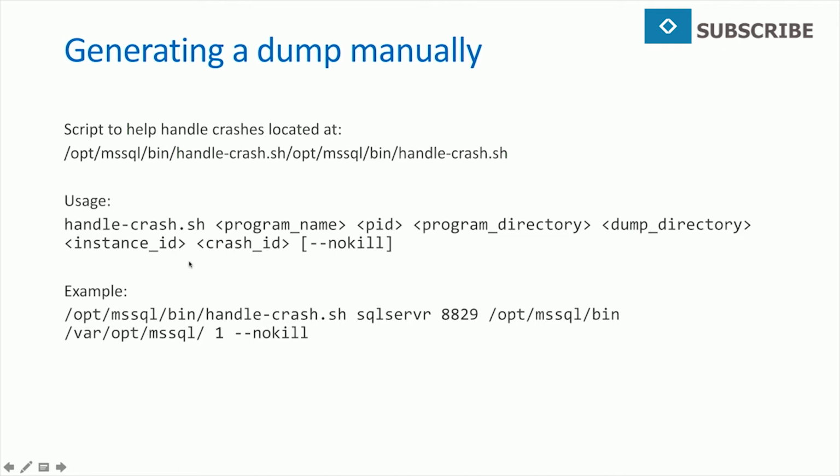So the usage of this is, there is a script called handle-crash. All right. So in here you would specify the program name, the process ID, which is the process ID of the engine and not the parent itself, because that's the dump we want to generate for. Then the program directory, the dump directory of where you want to dump it, the instance ID, the crash ID, and whether you want to kill the process shortly after or you don't. Right, and here's an example of what that might look like.